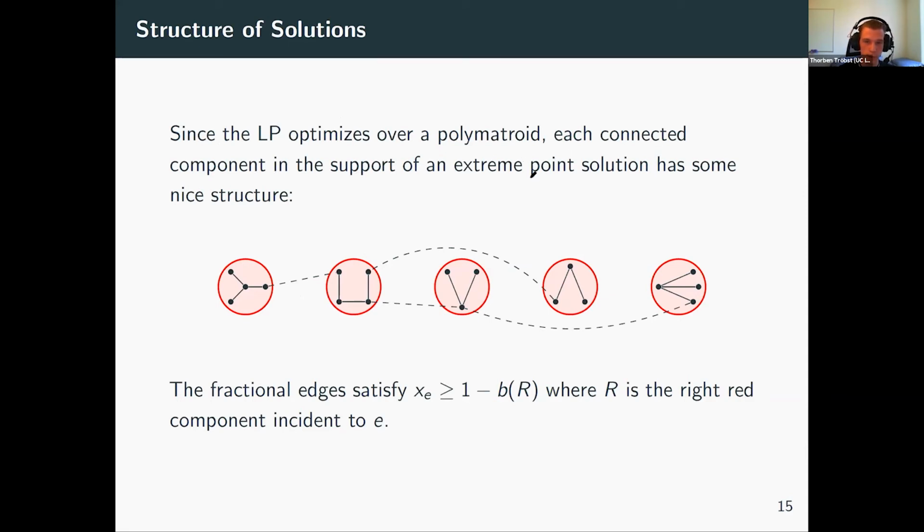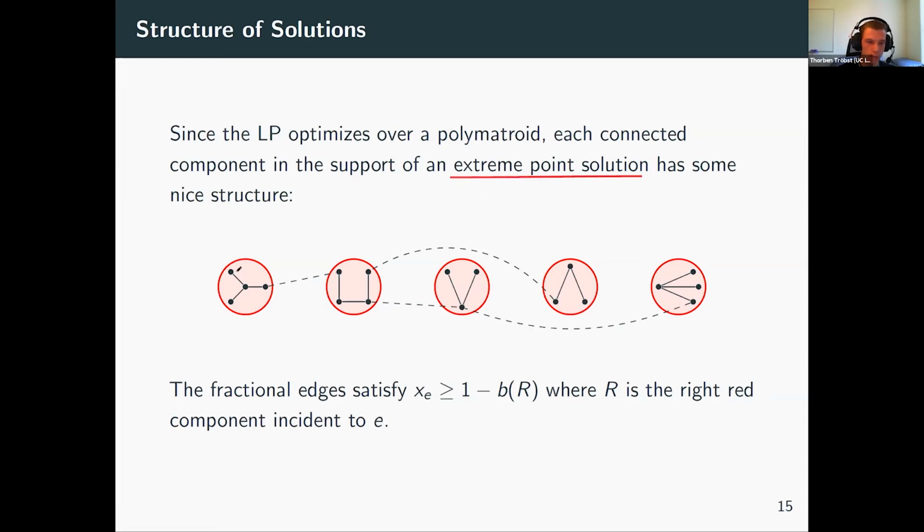So if you take any extreme point solution and you look at a connected component in the support of this extreme point solution, then there are several really nice things that happen. The first is that this support is acyclic, meaning that any connected component of an extreme point solution is in fact a forest, a tree.